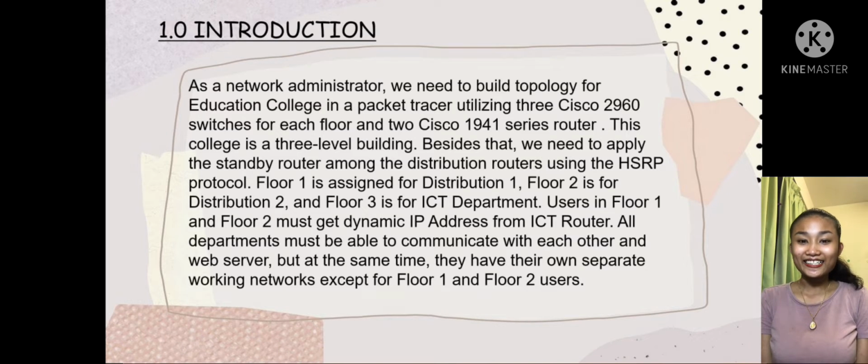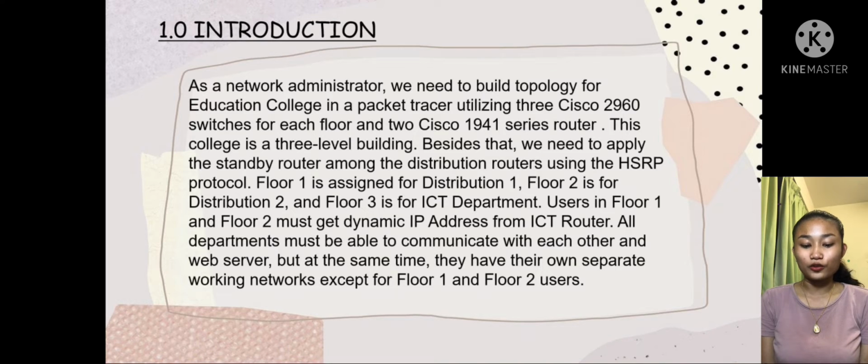For the introduction, as a network administrator, we need to build a topology for an education college in Packet Tracer, using 3 Cisco 2960 switches, one for each floor, and 2 Cisco 1941 series routers. This college is a 3-level building. Besides that, we need to apply the standby router among the distribution routers using the HSRP protocol. Floor 1 is assigned for distribution 1, floor 2 is for distribution 2, and floor 3 is for the ICT department.